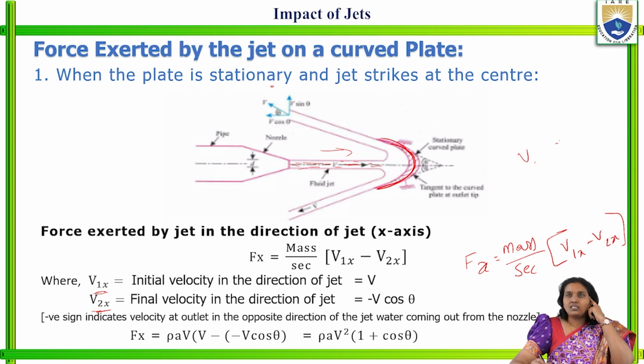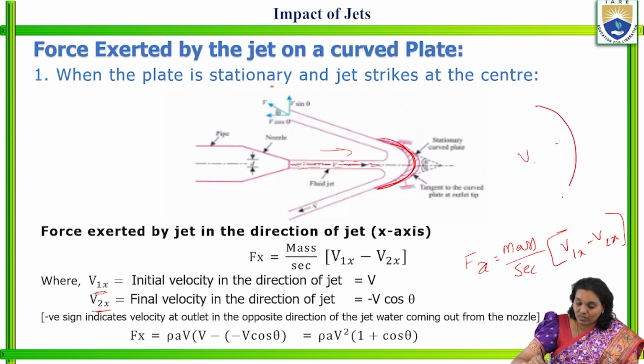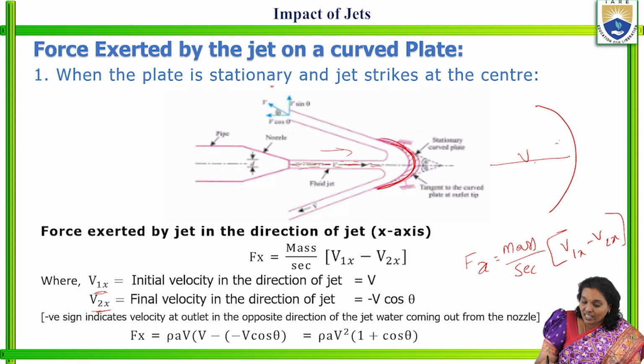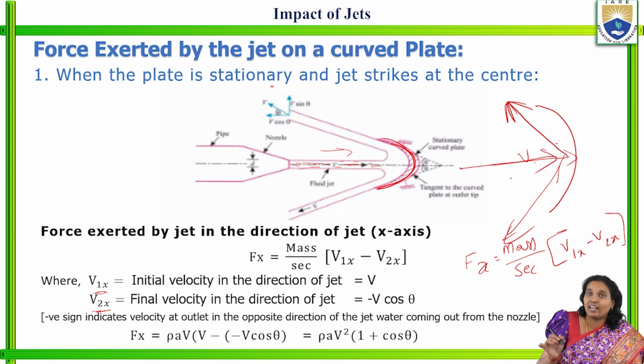In the earlier case, after striking the plate the jet of water moves parallel to the plate, so there is no final velocity along the jet direction. But here the plate is curved, and the water does not move straight, so it moves in both ways, like this and like this. The velocity is going to split. Before striking, this is the direction; after striking, the direction changes like this.